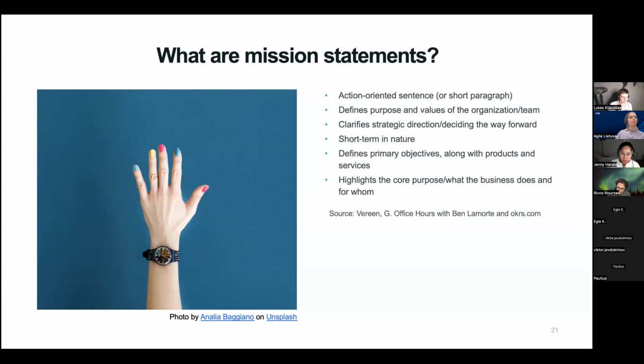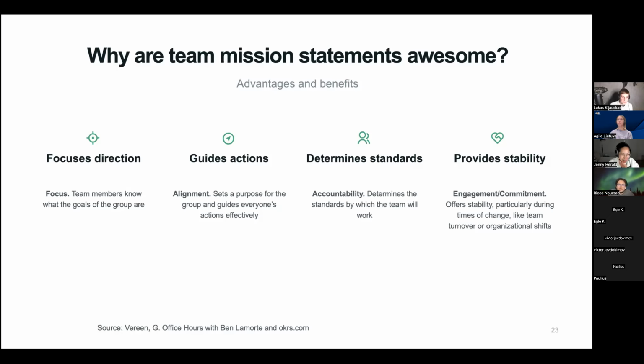Oftentimes, if you're talking about, let's say, a feature team that might come together, for example, maybe you have OKRs that are a superset, that you exist to deliver some set of capabilities. Cool. And this is where you're defining those primary objectives. And you should create one, I think, because it helps focus the direction of that team. It guides your actions. It determines standards of accountability, and it provides a certain level of stability, right? We understand what's going on here.